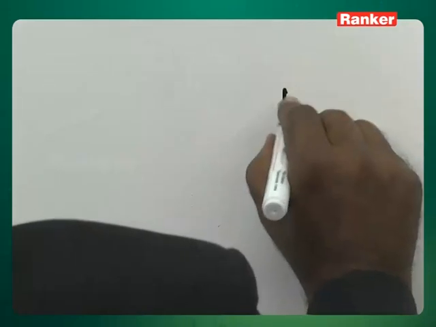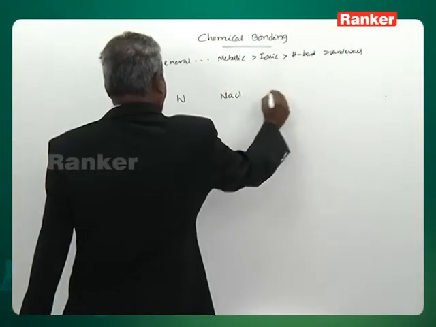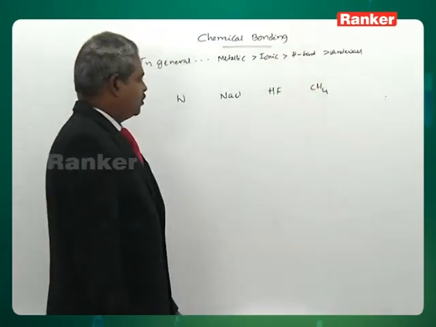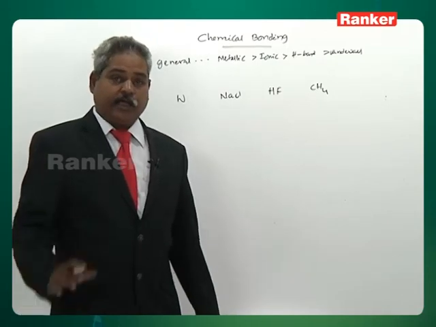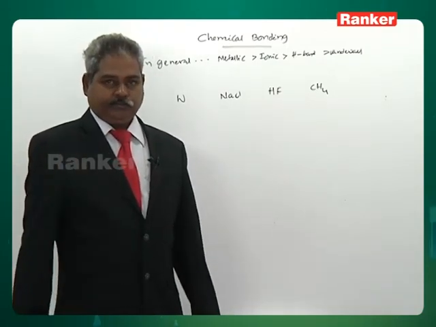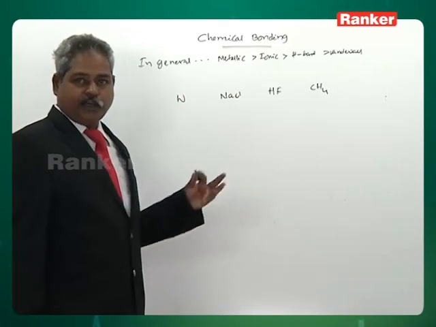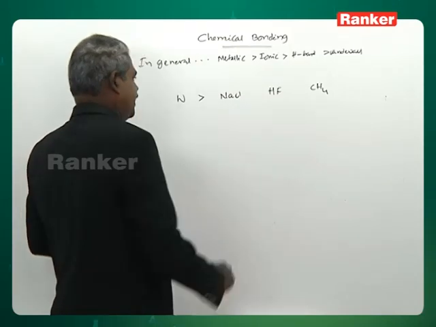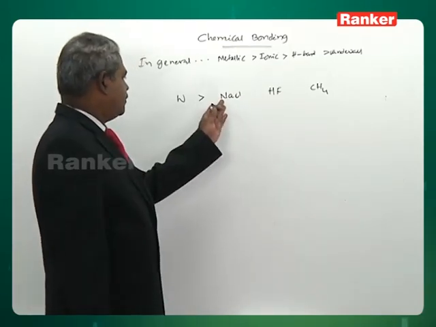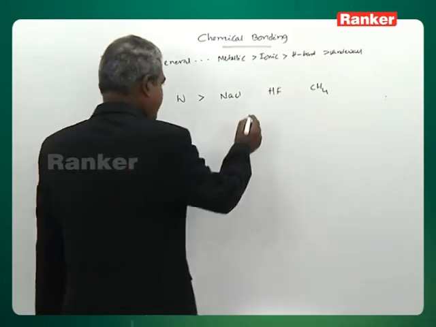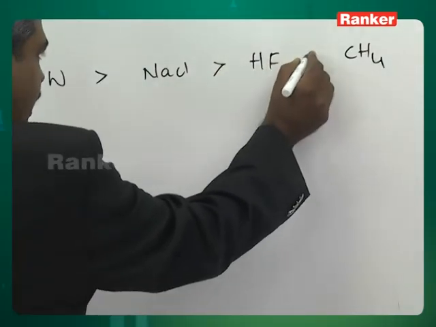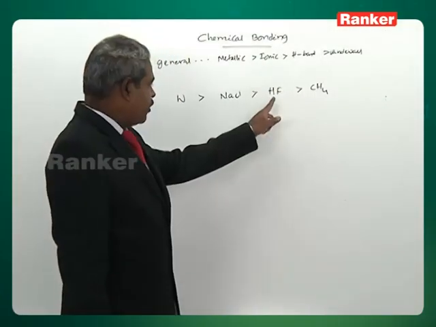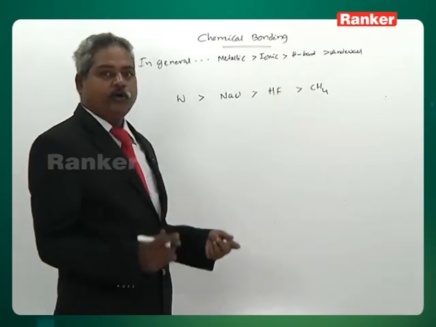Now, tungsten, NaCl, HF, methane. Which among the following is likely to have the highest boiling point? Tungsten is a metal. Therefore, in general, metals have high boiling points. NaCl is an ionic compound. Ionic compounds, the boiling points, melting points, they are higher. And between HF and CH4, HF is more because in HF you have what you call hydrogen bond, highly polar attractions, but in methane you don't have anything.